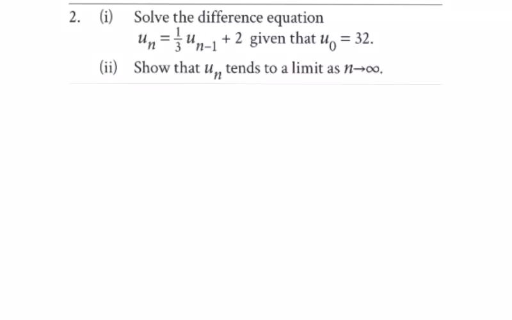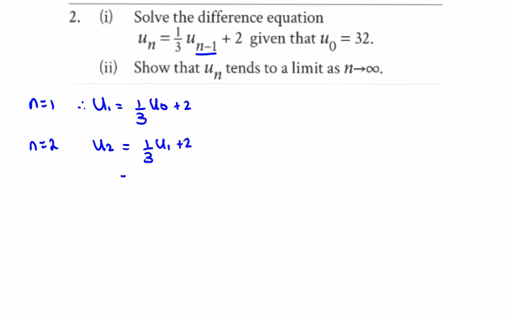Question 2, difference equations. So let's let n equal 1. Therefore, u1 is equal to a third of u0 from in here plus 2. When n is equal to 2, we get u2 to be a third of u1 plus 2, which is equal to a third of the first line, a third of u0 plus 2.